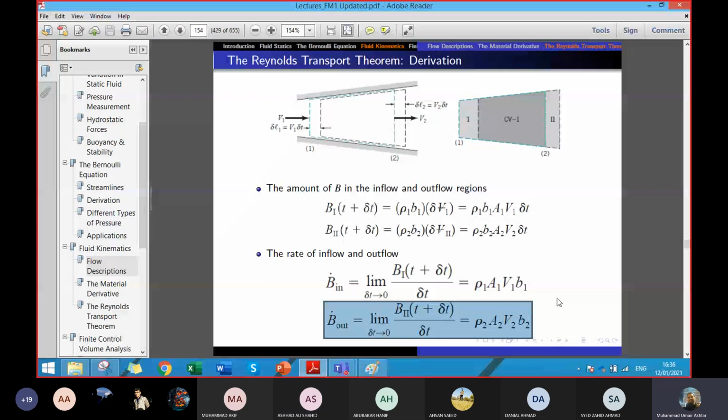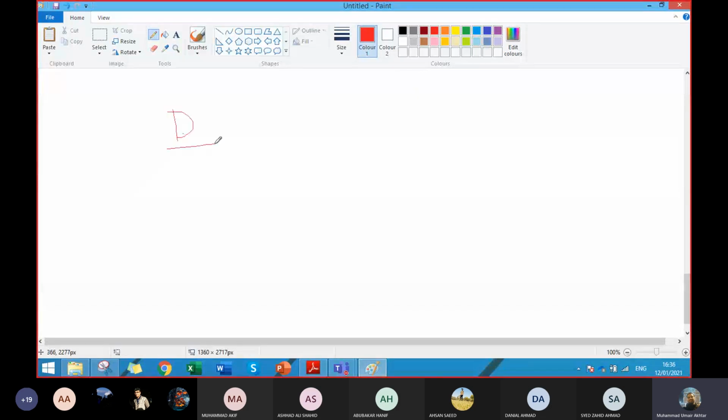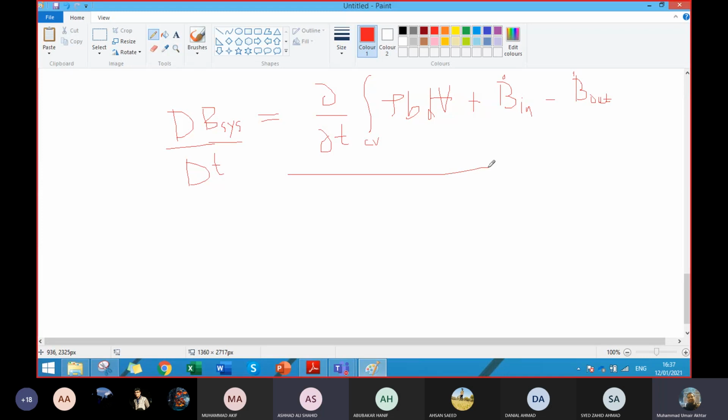So what we have on the right side is now the d by dt of B system. We got this by taking its derivative, equals partial by partial t of the B control volume, not like that, integral of rho b dV over the control volume, plus B dot in minus B dot out. The physical explanation of this is called the Reynolds transport theorem. This is helping us to relate the system quantity with the control volume, the system property with the control volume.